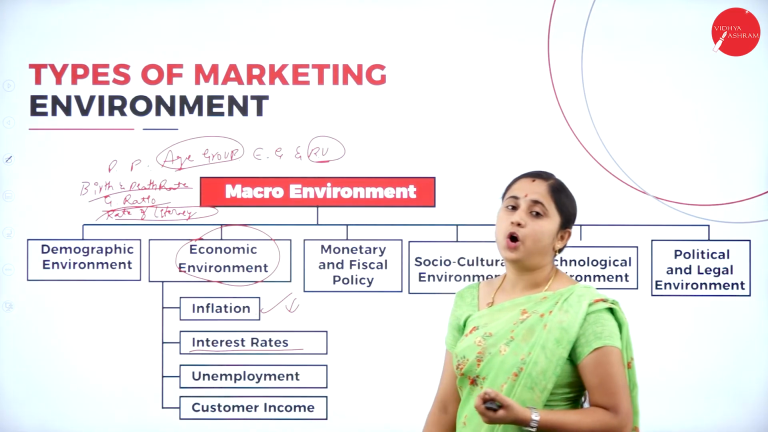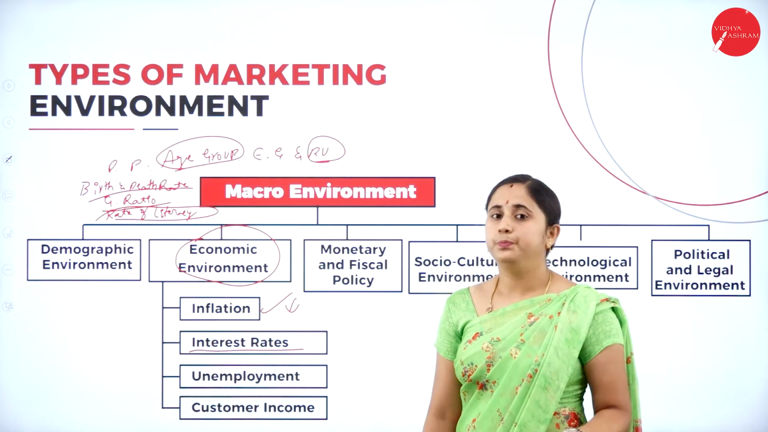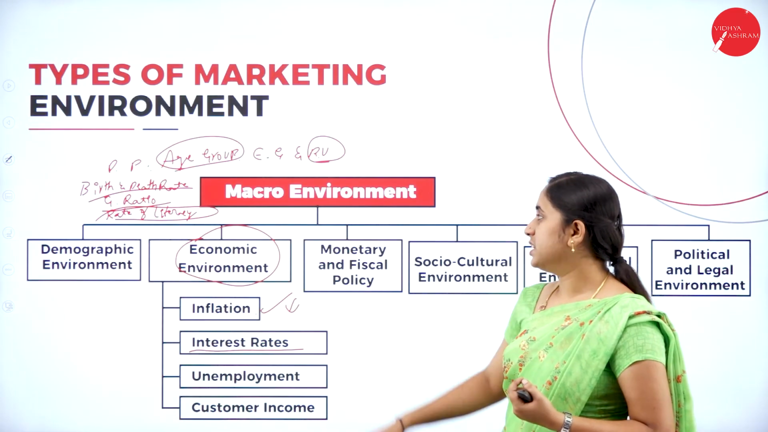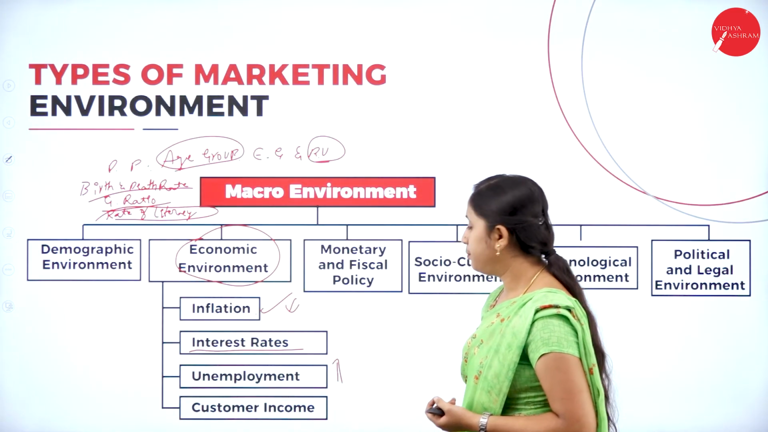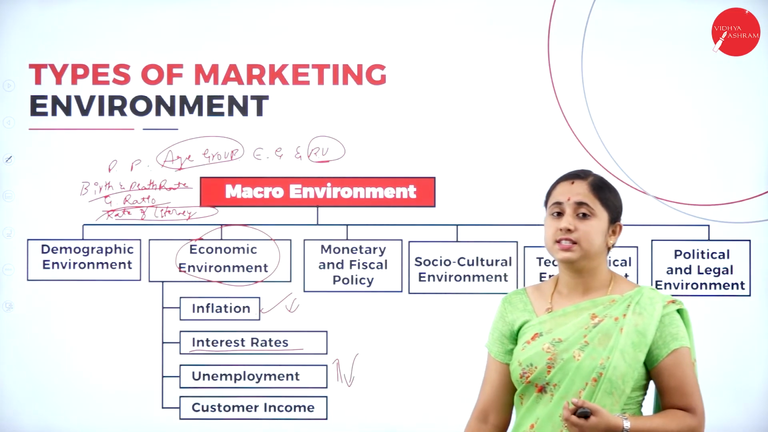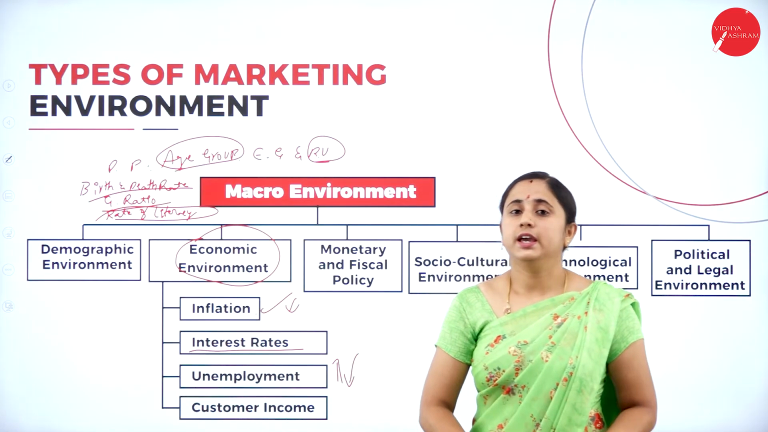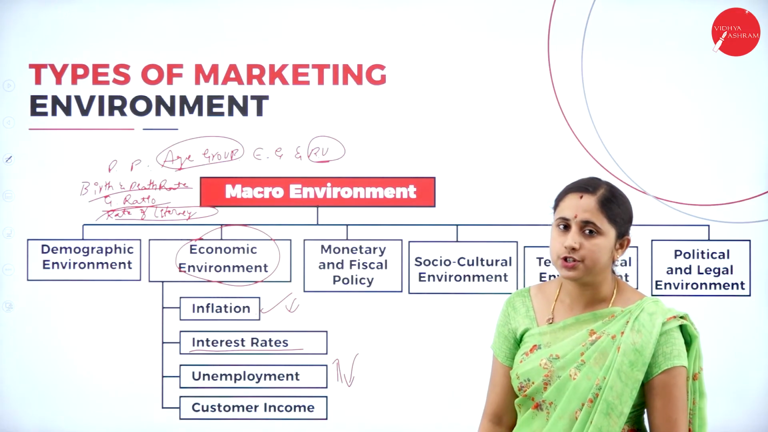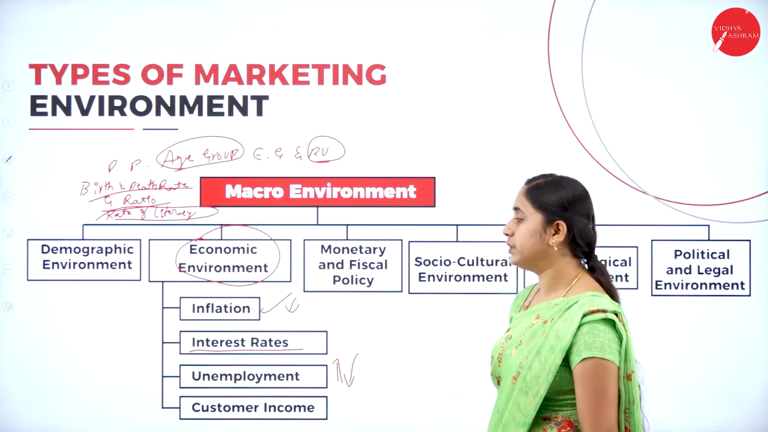Then unemployment. Employment creates income among the people so that the customers can purchase goods or services. If the unemployment rate is higher, the customer purchasing power also comes down. So here you need to study the employment and unemployment rate so that you can decide the purchasing power of consumers.